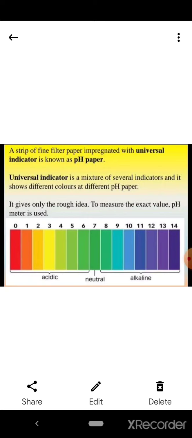We can do this by making use of universal indicator, which is a mixture of several indicators. The universal indicator shows different colors at different concentrations of hydrogen ions in a solution. A strip of paper is used for it. Paper with universal indicator is known as pH paper. Now what is this pH? pH stands for potenz in German. Now what is the meaning of potenz? Power.